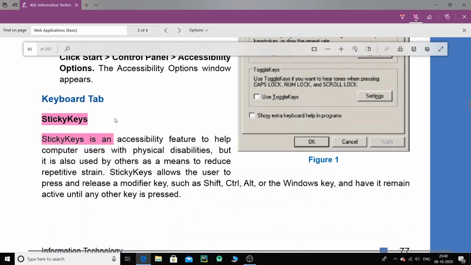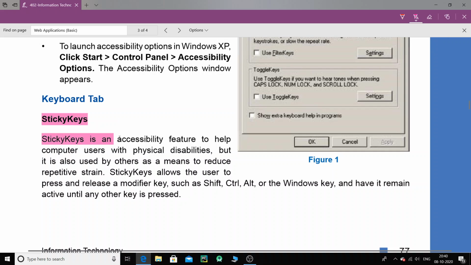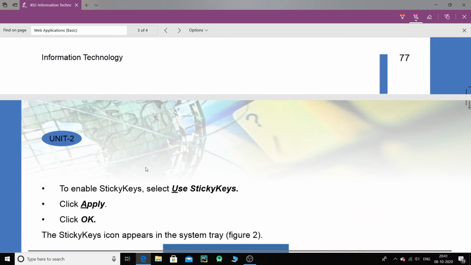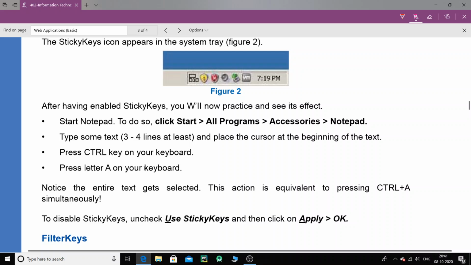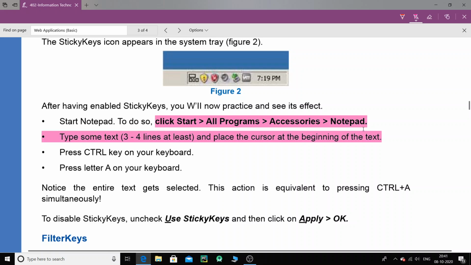First one is the sticky keys. Sticky keys is an accessibility feature to help computer users with physical disabilities, but it is also used by others as a means to reduce repetitive strain. I'm going to go through some major parts of it. They have just shown how to activate it.